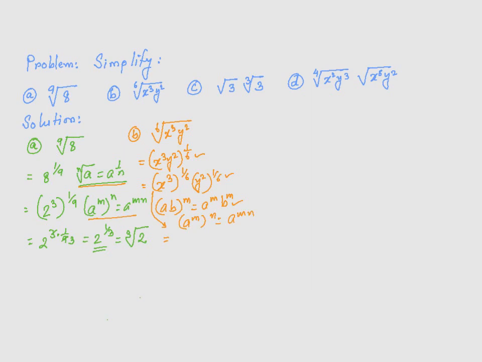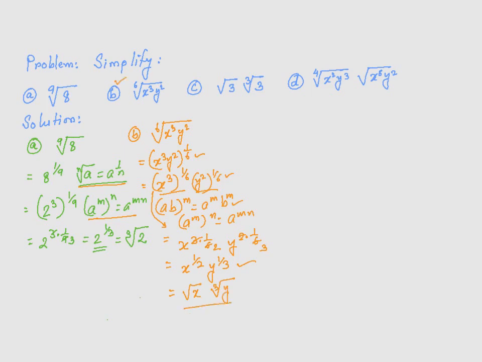So x to the power 3 to the power 1/6 is going to be x to the power 3 times 1/6, and y squared to the power 1/6 is going to be y to the power 2 times 1/6. Now I could simplify this further. 3 goes into 6 twice, which is going to give me x to the power 1/2, and 2 goes into 6 3 times. That's going to give me y to the power 1/3. You could either leave it this way or you could simplify slightly further. x to the power 1/2 is square root of x, y to the power 1/3 is cube root of y, and that should be your answer to part B.